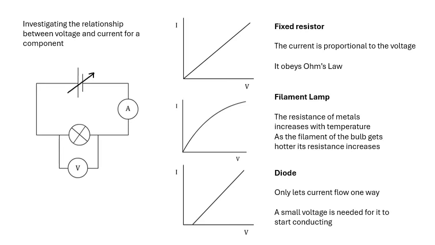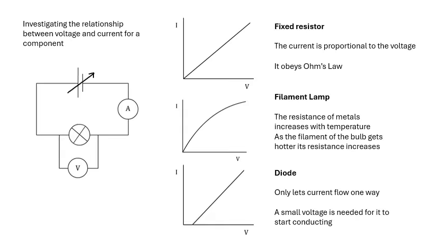The second one is a filament lamp. This is our bulb. I've said that the resistance of metals increases with temperature. So what happens is our bulb gets hot because it's just a thin little bit of wire. And because it gets hot, its resistance gets bigger. And so because of that, the current gets bigger, but not as much. Yes, so the graph is a curve.